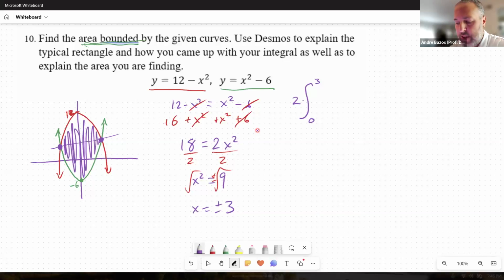All right. So the other thing I need to do is I asked you to do the typical rectangle. So let me get rid of some things here and talk about that. I'll do it in Desmos as well to show you.